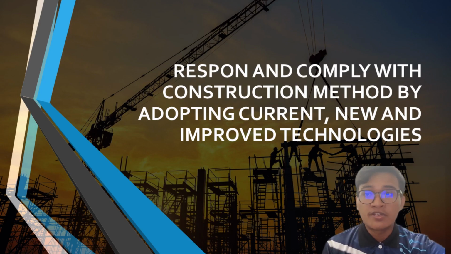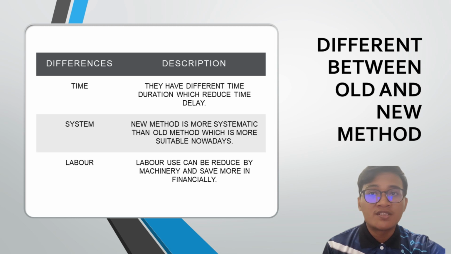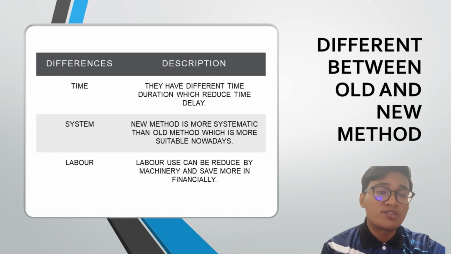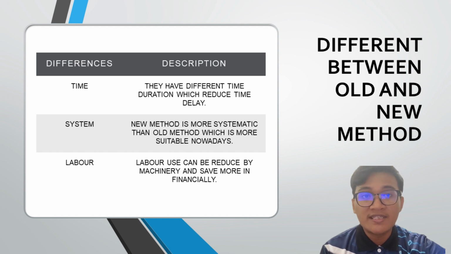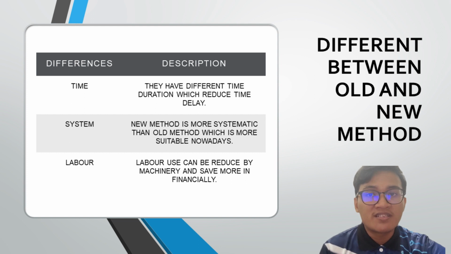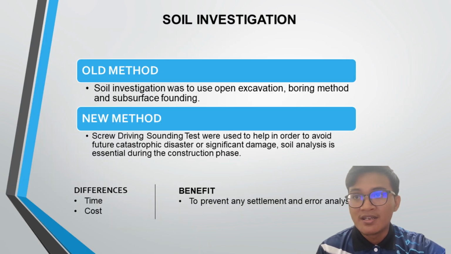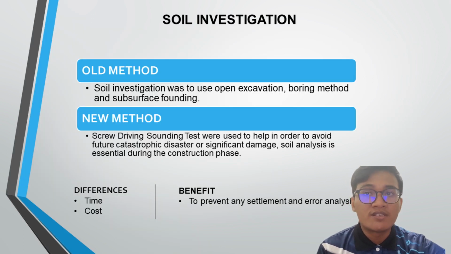The next topic is respond and comply with construction method by adapting current and new and improved technologies. Firstly, the differences between old and new methods are time, system, and labor. They have different time durations, which reduces delay, and the new method is more systematic than the old method, which is more suitable nowadays. Labor use can be reduced by machinery and save more financially. Then we go to soil investigation.